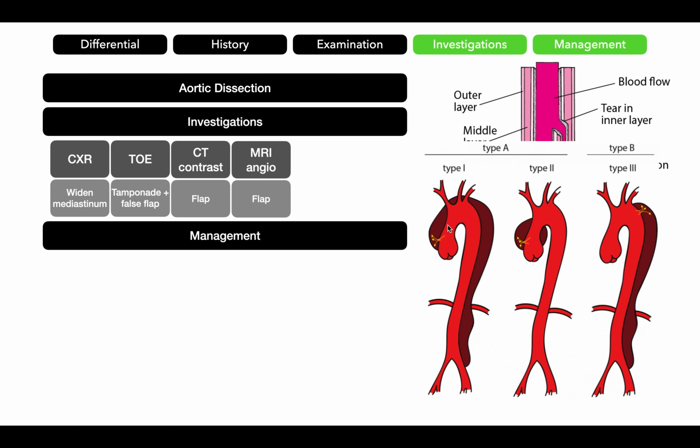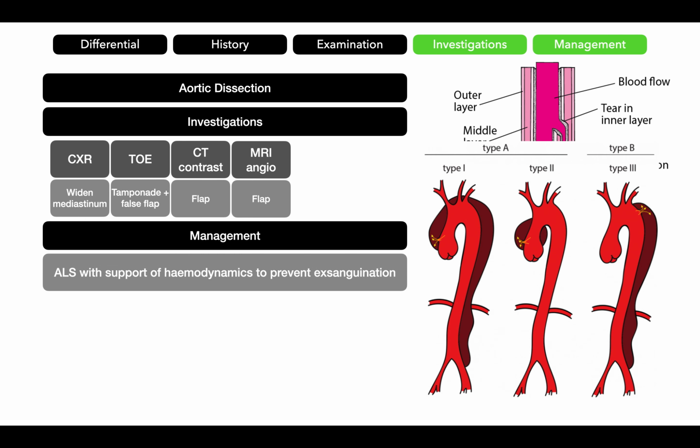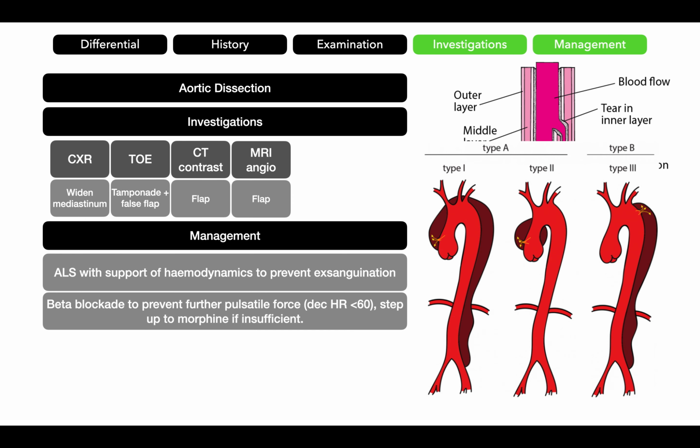So there's type A, which is a rupture in the ascending aorta, and type B, according to the Stanford classification, which is a rupture in the descending aorta. The management of both is ALS, because you want to support hemodynamics and prevent the massive aorta from bleeding the patient to death. There's also a beta blockade, which will prevent further pulsatile forces.